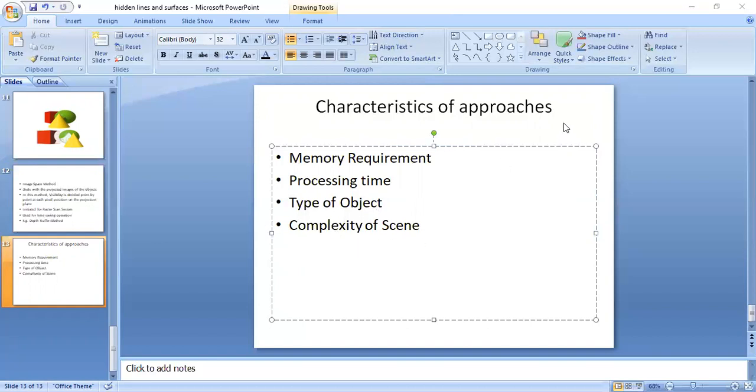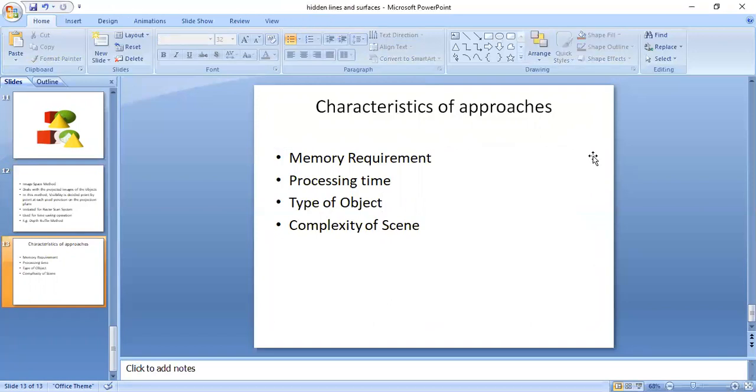Complexity of the scene, that is also a factor to consider, how complex your scene is. If there are too few objects, which approach will be required? Do you want accuracy or do you want faster computation? These are the factors that need to be considered before choosing the algorithm, either back face detection or image space detection or A buffer, Z buffer, scan line algorithm. That depends on all these characteristics.